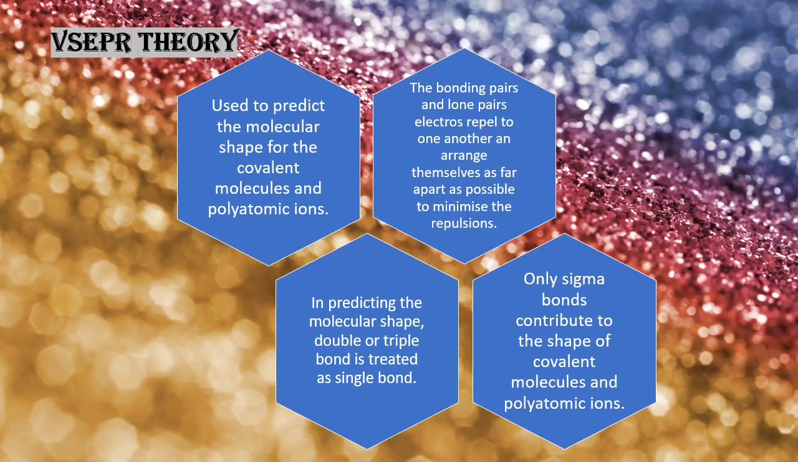VSEPR theory is used to predict the molecular shape for covalent molecules and polyatomic ions. In predicting the molecular shape, a double or triple bond is treated as a single bond. The bonding pairs and lone pairs of electrons repel one another and arrange themselves as far apart as possible to minimize the repulsions. Only sigma bonds contribute to the shape of covalent molecules and polyatomic ions.